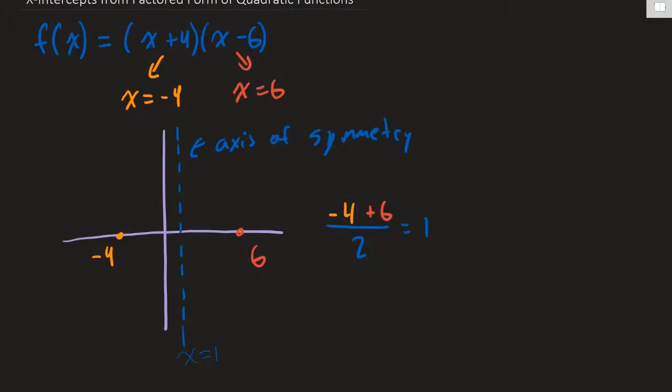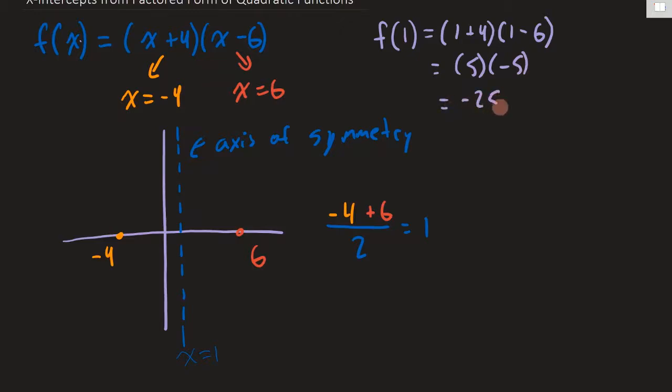So that means that our vertex has to be on this axis of symmetry. We have to have a value of 1 for the x value of our vertex. So let's take that value of 1 and plug it into our function. I haven't shown you this yet in this course, but you might remember from last year that function notation lets you show the value that you're substituting by putting it into your function instead of x. So that means that we have 1 plus 4 and 1 minus 6. So 1 plus 4 is 5, 1 minus 6 is negative 5, so this is negative 25.